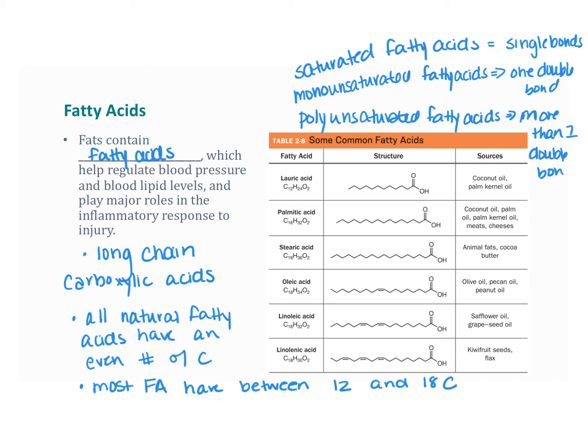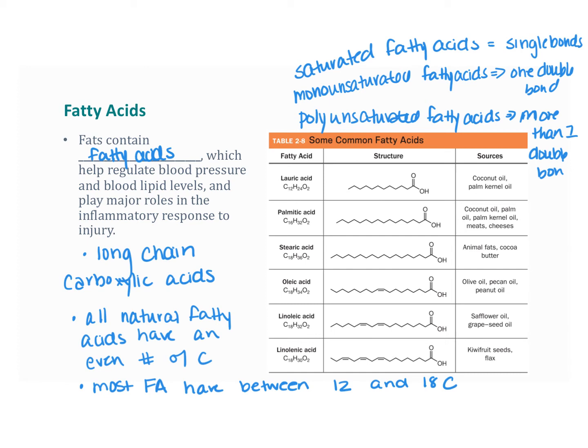So, for example, these are saturated fatty acids: lauric, palmitic, and stearic acid. Oleic acid is a monounsaturated fatty acid because it has 1 double bond. And then linoleic acid and linolenic acid have multiple double bonds. And so they are going to be polyunsaturated fatty acids.